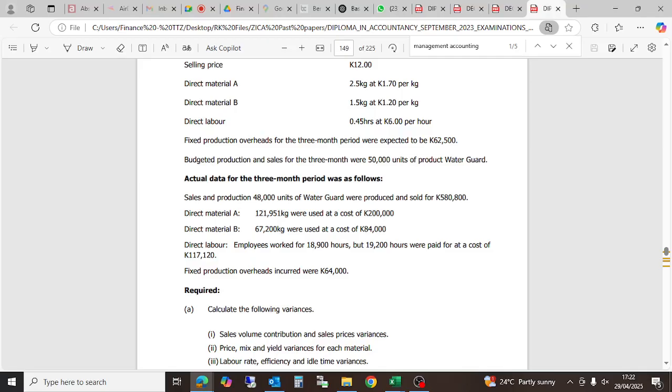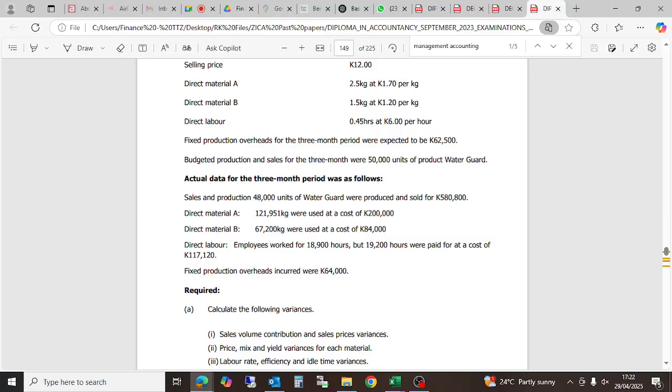If they were to ask for a sales volume variance, we'll get the 2,000 units and multiply it by the selling price. But if they want a sales volume contribution variance, this is what the difference is.